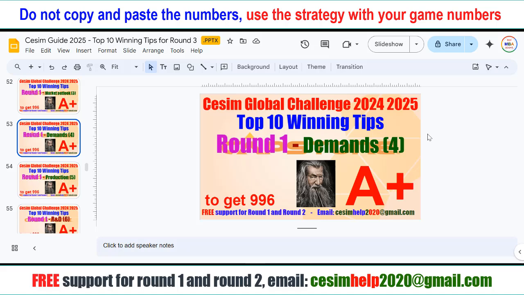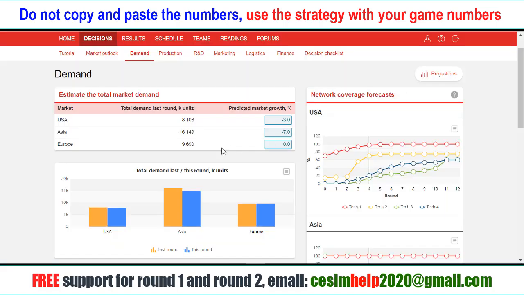The top 10 winning tips. The winning tip number 4, the demand calculation. Demand calculation is very important because it will affect the production and affect the sales and profit directly. I show you now. So you see on the screen, this is the example of round 4.